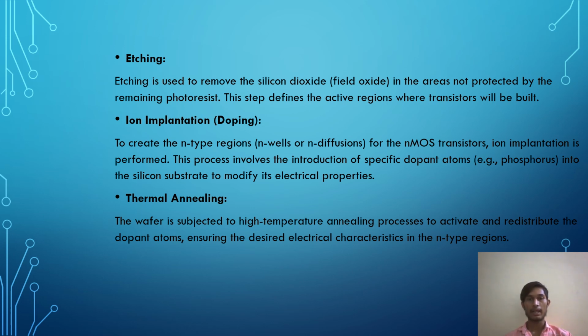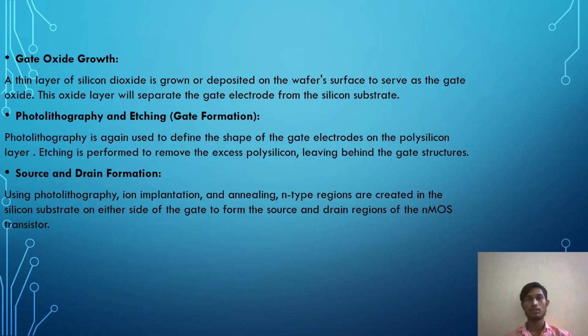Next step is thermal annealing. The wafer is subjected to a high temperature annealing process to activate and redistribute the dopant atoms, ensuring the desired electrical characteristics in the N-type regions. Next one is gate oxide growth. A thin layer of silicon dioxide is grown or deposited on the wafer surface to serve as the gate oxide. This oxide will separate the gate electrode from the silicon substrate.